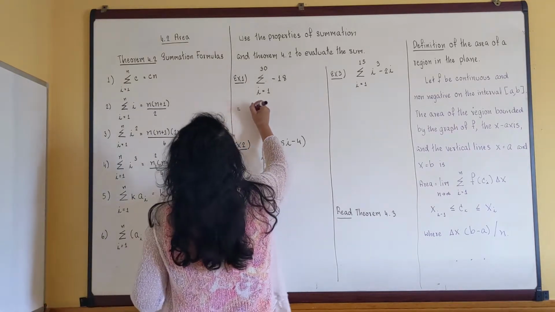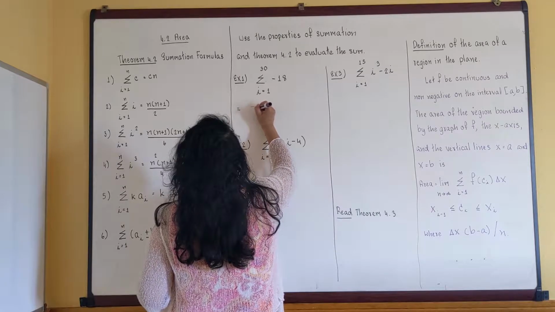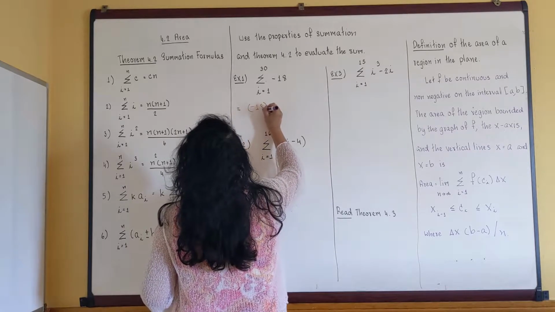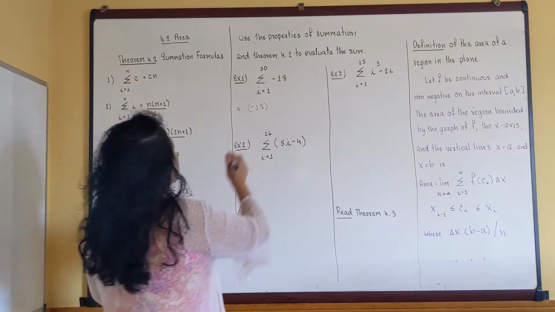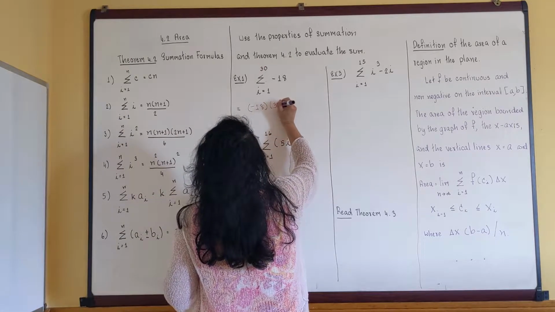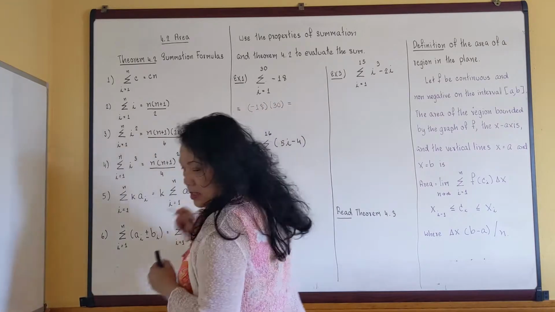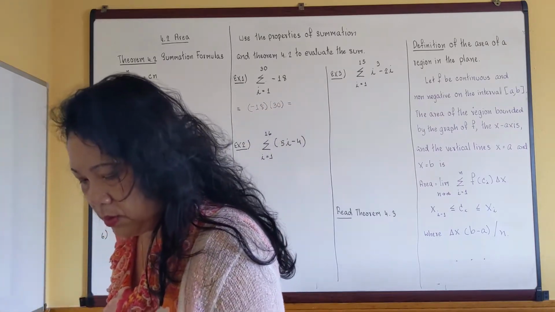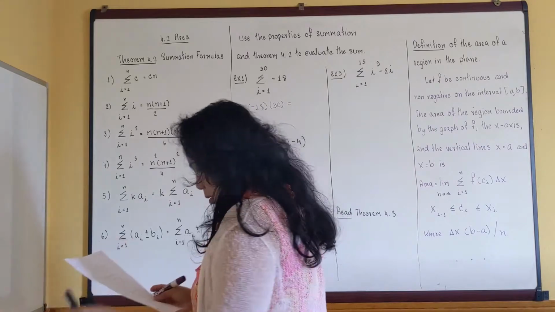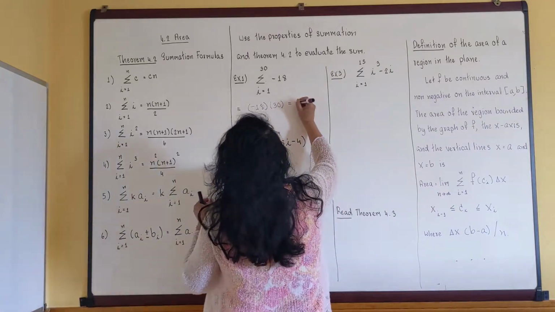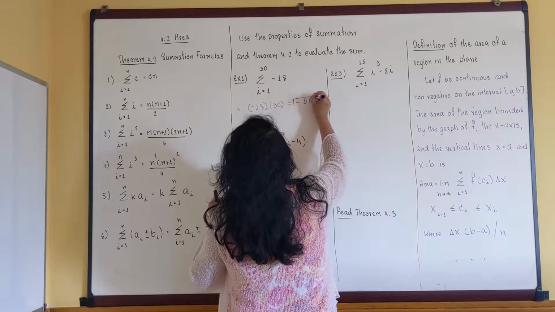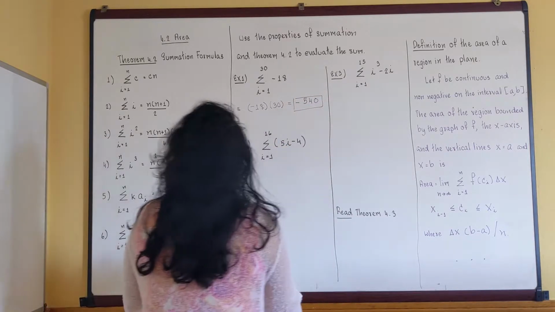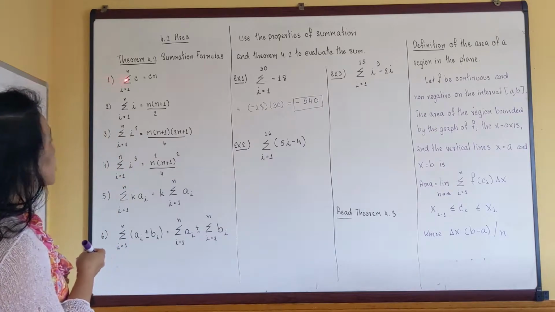So it's going to be negative 18 times n. My n here is 30, so it's going to be multiplied by 30. If you multiply that, you should get negative 540. That is an example of the first property.